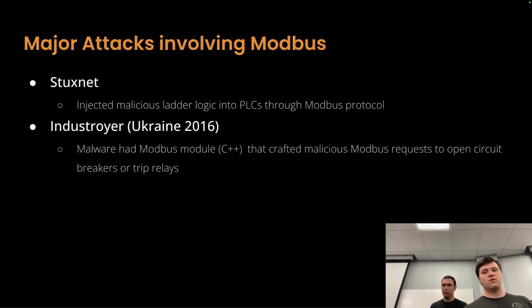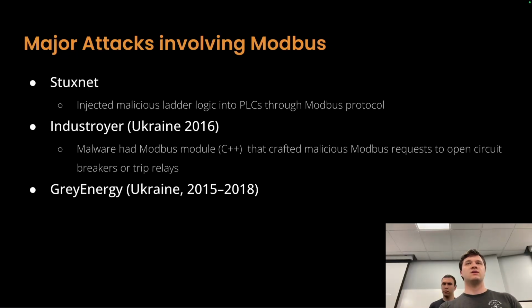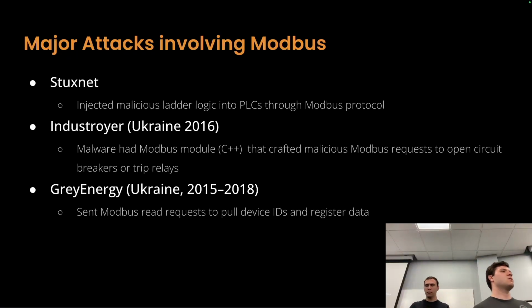Going into Gray Energy, this was a recon by the Russians on Ukraine, and they used Modbus to find out about the actual devices in these industrial environments. So they would send Modbus read requests and find out what kind of ID these different industrial control systems had, really just finding out about different ICS components through using Modbus.